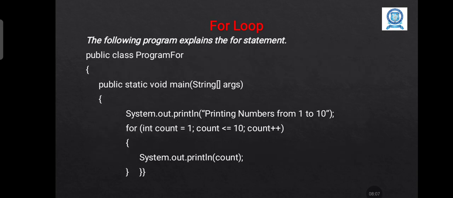Here is the example of the for loop. We are having for int count equal to 1. This is the initial value of the count. Count lesser than or equal to 10 is the condition. Then count plus plus. Each time we are varying the value of the variable, that is, each time we are incrementing the value of the count. So initially the count value will be 1, and the loop body will be executed. Then the count value will be 2, and the loop body will be executed. In the loop body we are having only one statement, which will print the value of the count. So when the count value becomes 11, the loop execution will be terminated.